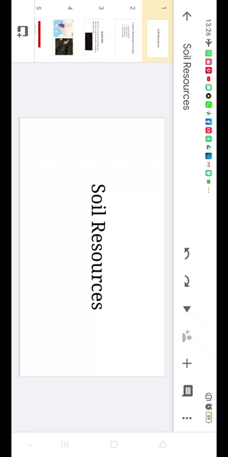Now before we commence, let us have a quick recap of what we have studied in our previous session. In our previous session we had studied the 4 types of soil that is in the ICSE syllabus found in India: alluvial, black, red and laterite.